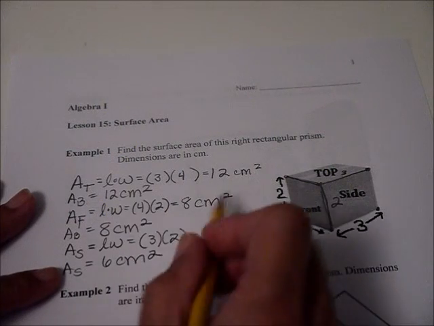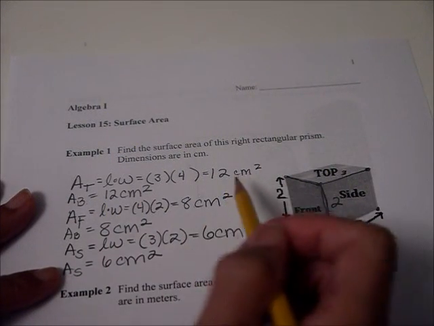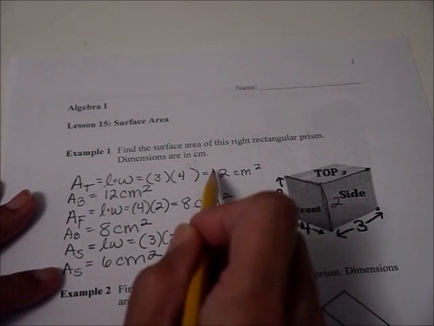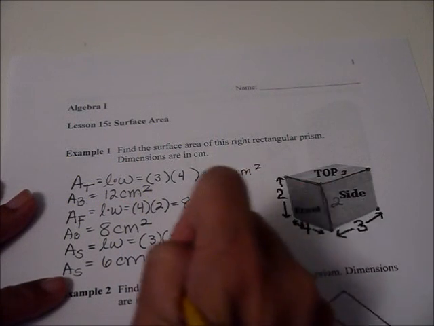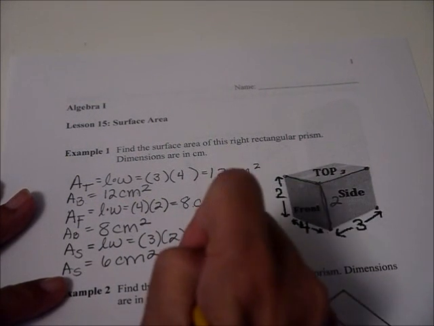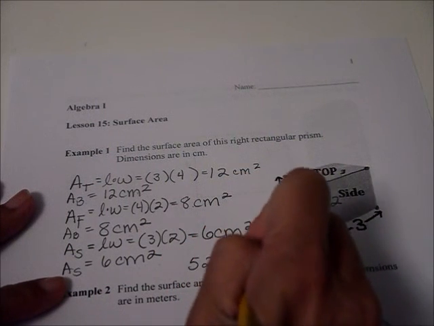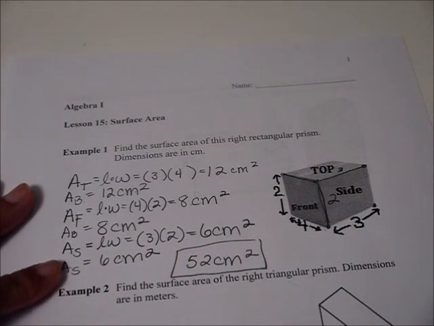So if we add those up, we have 12, 12, 8, 8, 6, 6. Now I like to find shortcuts. 8 and 12 is 20. So we have 20 and 20 plus 12. So we get 20 and 20 is 40 plus 12. We get the surface area is 52 centimeters squared. Okay, so you're going to get a chance to do that in your practice.